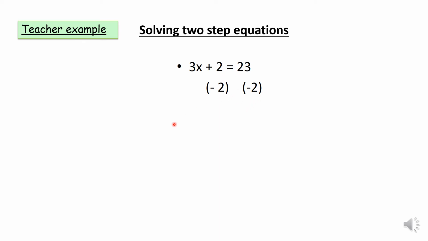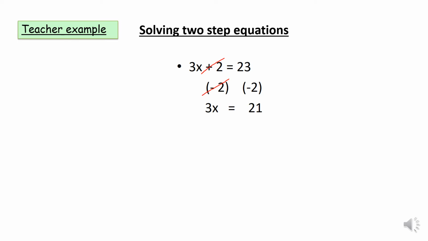Okay, let's see what's going to happen. You take away 2 from both sides. On this side, plus 2 and minus 2 cancel out. Then you are left with 3x on the left-hand side, and on the right-hand side you end up with 23 minus 2, which is 21.